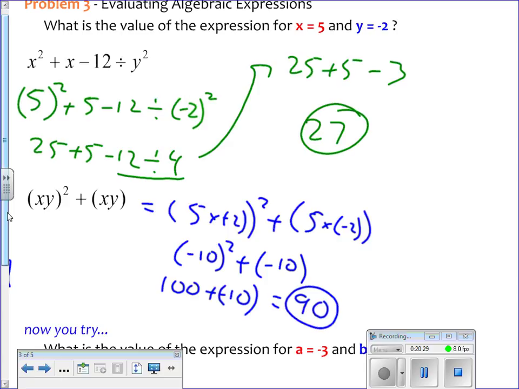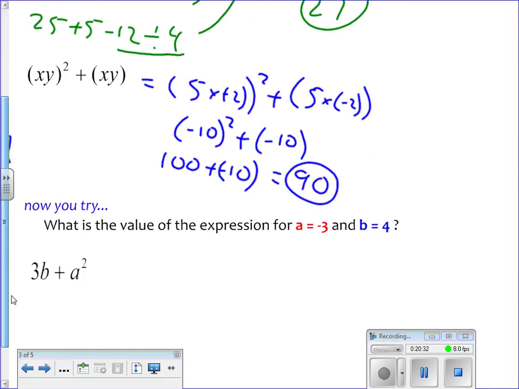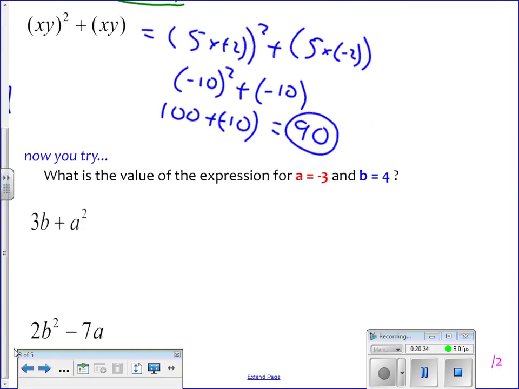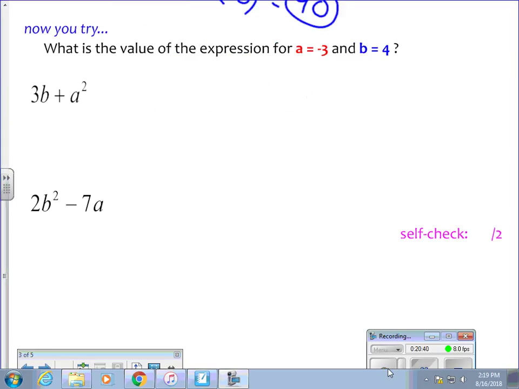Questions on that? Your turn. Do those two. Let's do these two. So a is negative 3, b is 4. So the first one, I have 3 times 4 plus negative 3 squared.